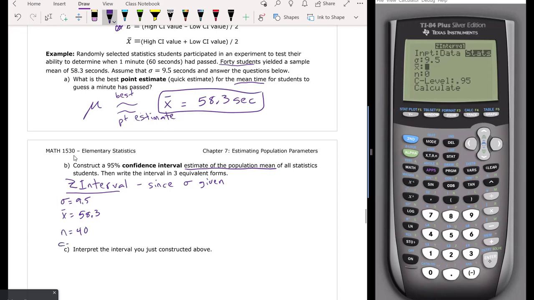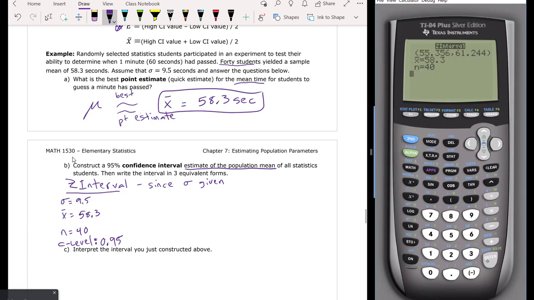And then C-level, they usually give us that. It says construct a 95% confidence interval, so we're going to put 0.95. You could also put 95, it actually converts it okay, but I just changed it to a decimal to reinforce that that's how percents are written as decimals. Okay, and then once you hit enter on all of that, it'll actually give you the confidence interval in the first form. Now we'll actually practice writing this in the different forms, so maybe give you a little practice there.